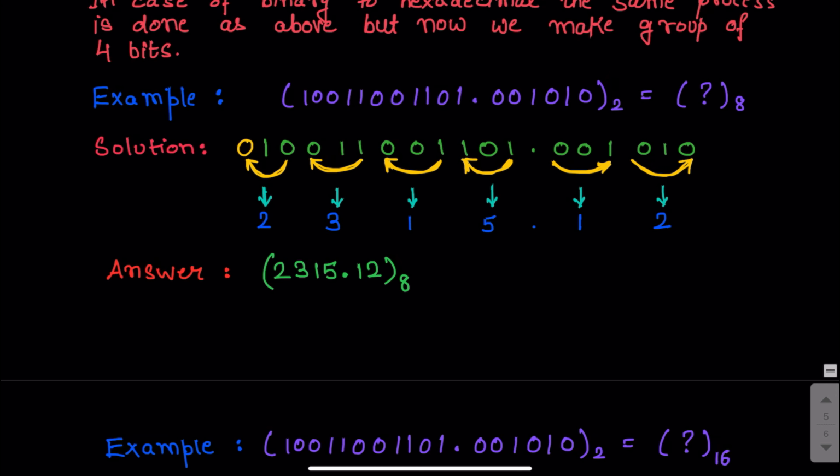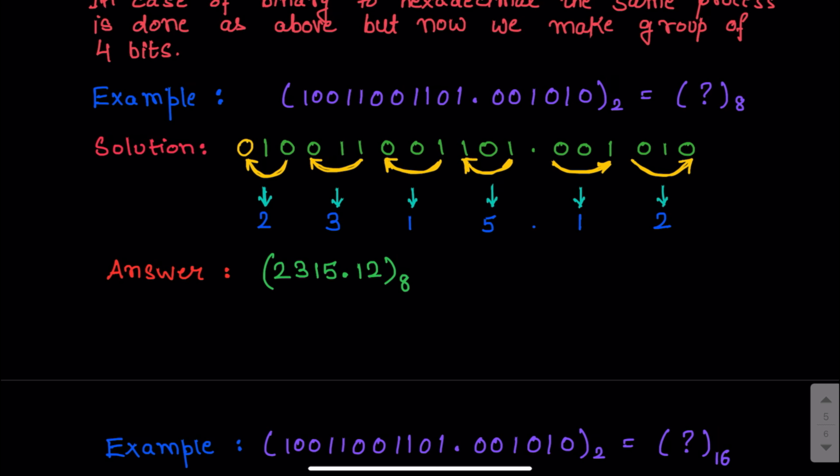I have the first example. This is a big binary number given to you. You need to convert it to octal. So what did you do? You start from the decimal point, move in the left and the right direction, start making groups of 3. So I'm making groups of 3 bits each. If I have insufficient number of bits over here, you can add zeros. Similarly, I make groups on the right side of the decimal point as well. And now I write down the corresponding octal number.